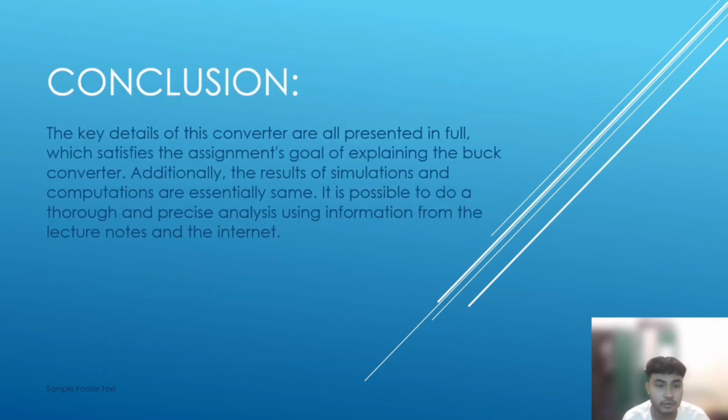Finally, for ending our presentation, the conclusion of our project assignment: the key details of this converter are all presented in full, which satisfies the assignment goal of explaining the buck converter. Additionally, the results of simulation and computation are essentially the same. It is possible to do true and precise analysis using information from the lecture notes and the internet.